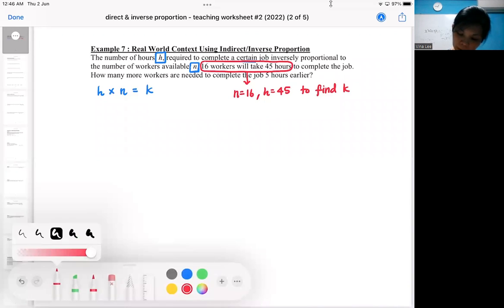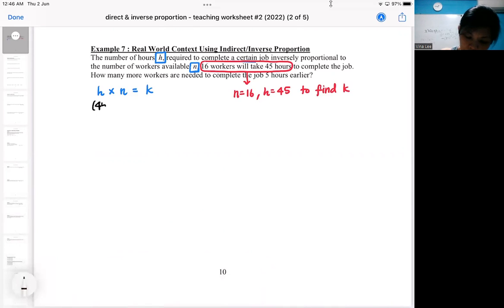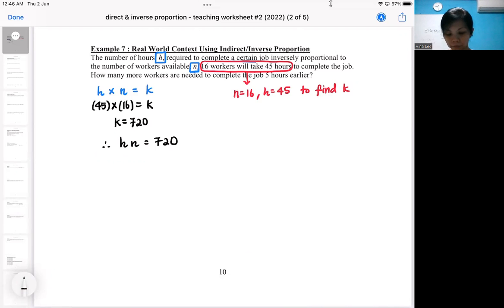So from here, let's punch it in. It should be 45 times the number of workers equal to K. Getting K is quite easy because it's just directly punching the calculator, and that gives you a formula. Essentially this formula will help you to find anything that you like, but you've got to interpret the question. In this question, the key words are how many more workers? How many more workers will we need if we want to complete the job 5 hours earlier?